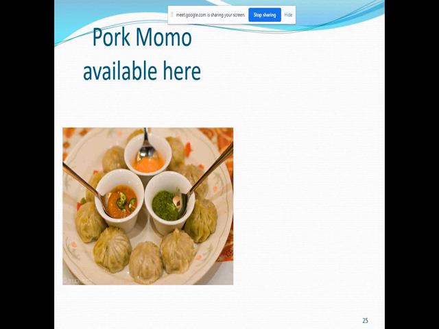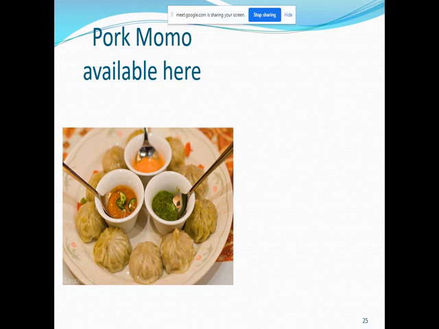Now I was assuming that if this happens in my town and there is a big banner that okay, pork momo is available here, then this person will not be able to sell anything, because many people don't take pork. Very few people might be taking pork in my region, so you will not have any customers. Even if he is selling something else, people will not come and consume that.